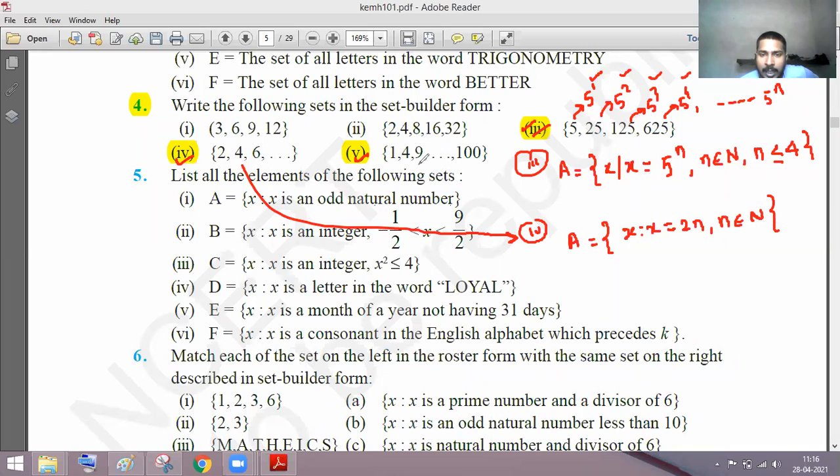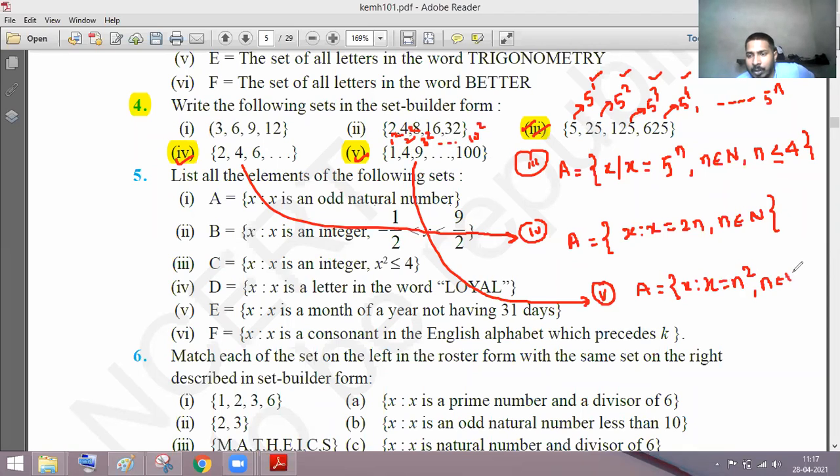Okay, what was the answer for question number 5? Anyone? Yes, Rastogi. Tell me the answer for question number 5. x such that x is equal to n square, n belongs to natural number and n is less than or equal to 10. Yeah, x such that x equal to n square, because this is 1 square, this is 2 square, this is 3 square, and so on. This is 10 square. So n square, where n belongs to the natural number and n is less than or equal to 10.